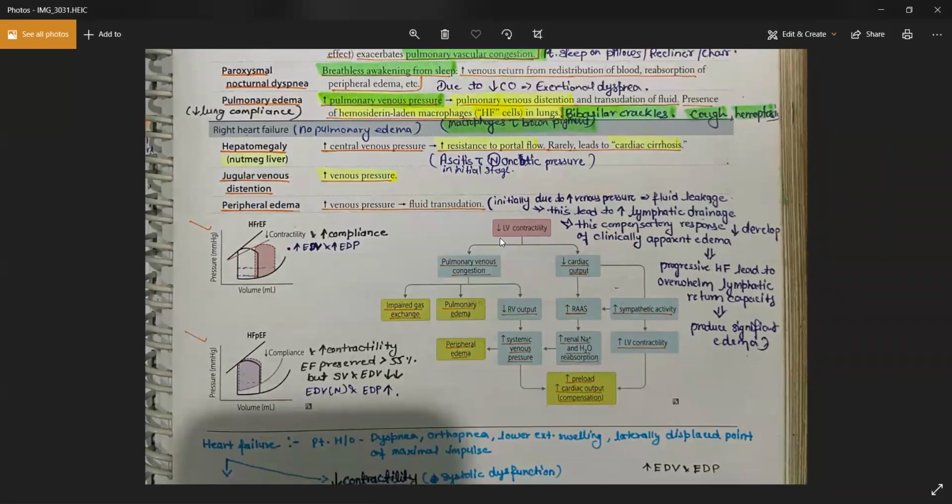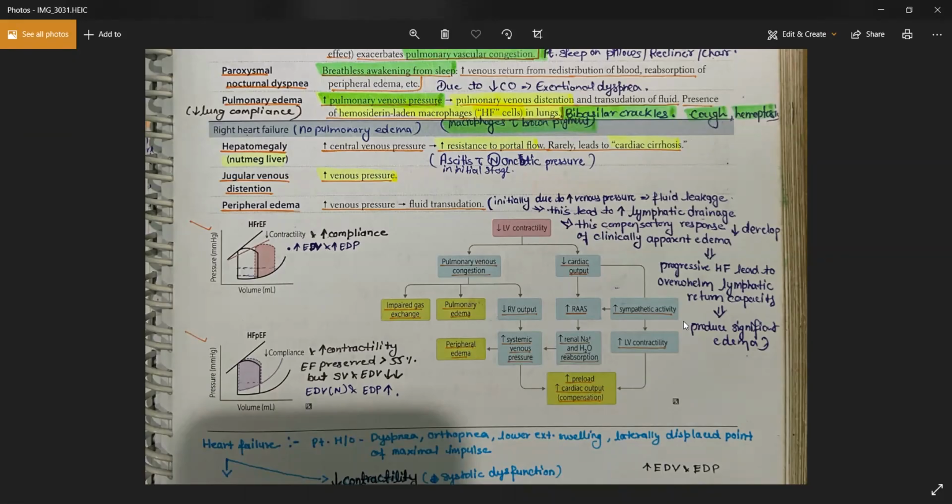So when the left ventricle contractility is reduced, the cardiac output is reduced and venous congestion occurs. Because of the loss of cardiac output, the compensatory mechanisms will be started. First thing is the sympathetic activation. Because of the sympathetic activation, you will get a slight increase in the contractility, not very much.